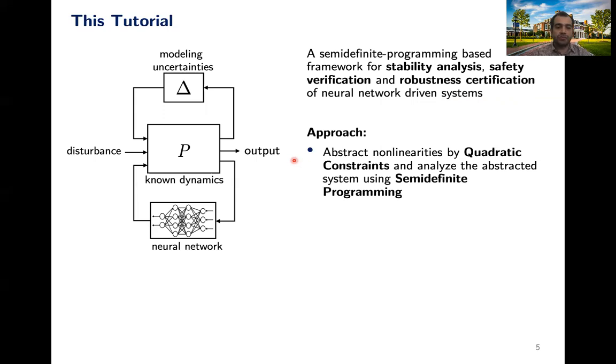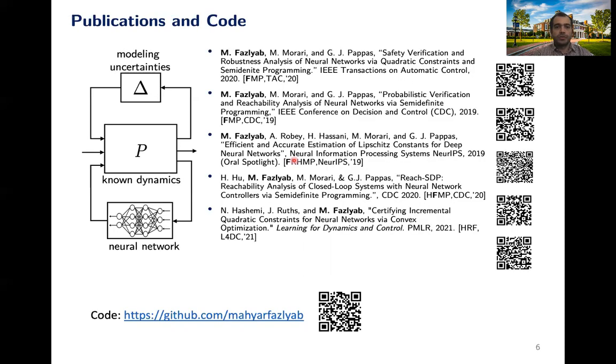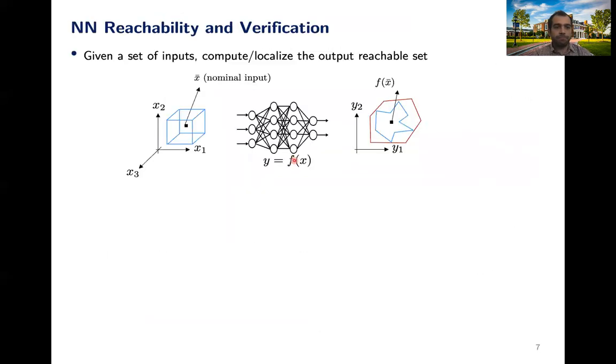And our approach for developing this framework is to abstract various nonlinearities in this closed loop system, or more in particular, the neural network by quadratic constraints. And we are going to argue that we can analyze the abstracted system using semi-definite programming. So the materials in this tutorial are primarily based on the following 5 publications, and the code for all the tools are available in the following GitHub repo.